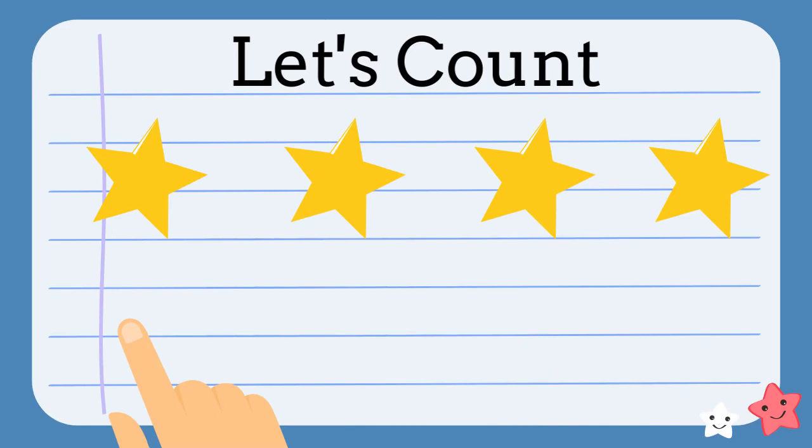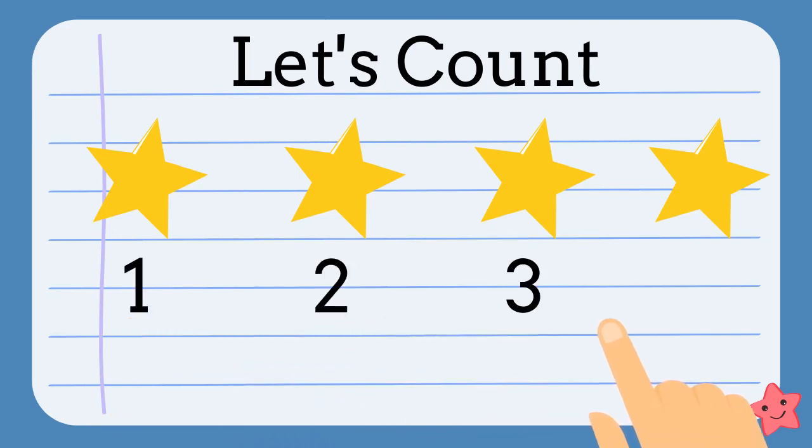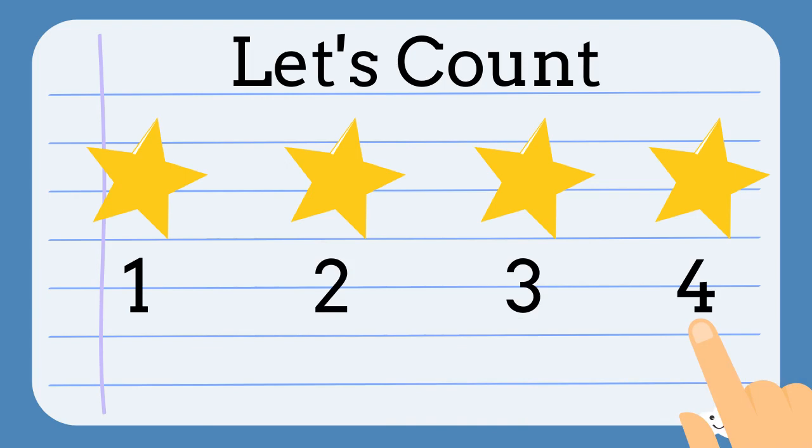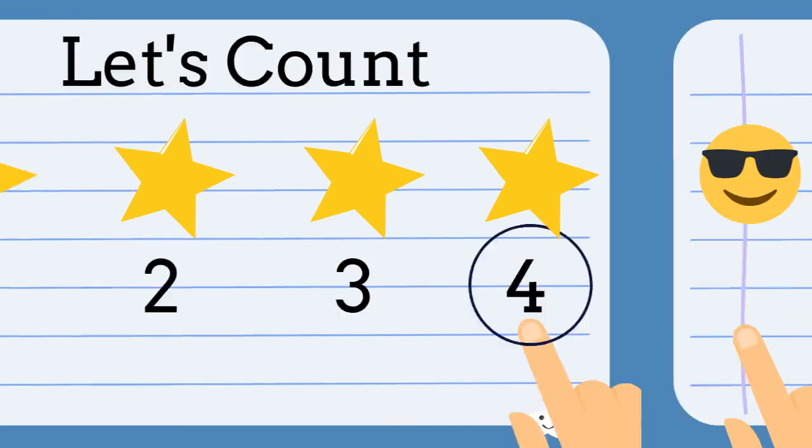Now, when we count objects in a group, we say the number as we point to them. So let's count these stars. 1, 2, 3, 4. The last number we said was 4, so we have 4 stars.